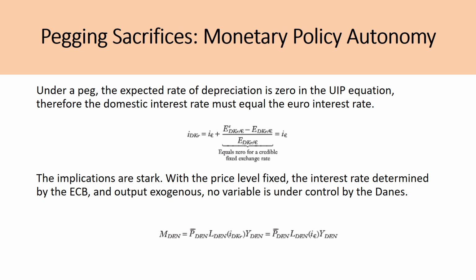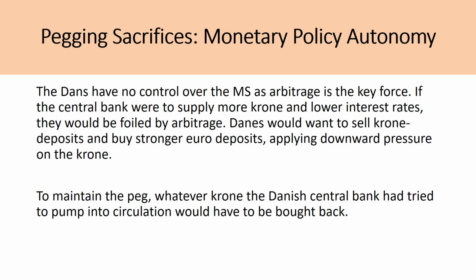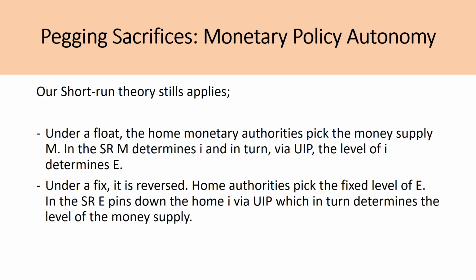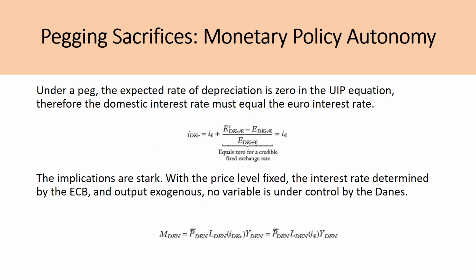So the implications are stark. With the price level fixed, the interest rate determined by the ECB and output exogenous, no variable is under the control of the Danes, right? So the Danes have no control over the money supply, as arbitrage is the key force. If the central bank were to supply more krone and lower interest rates, they'd be foiled by arbitrage. Danes would want to sell krone deposits and buy stronger euro deposits, applying downward pressure on the krone. To maintain the peg, whatever krone the Danish central bank had tried to pump into circulation would have to be bought back.